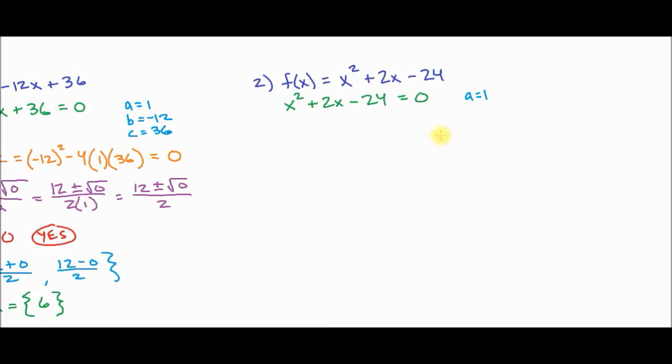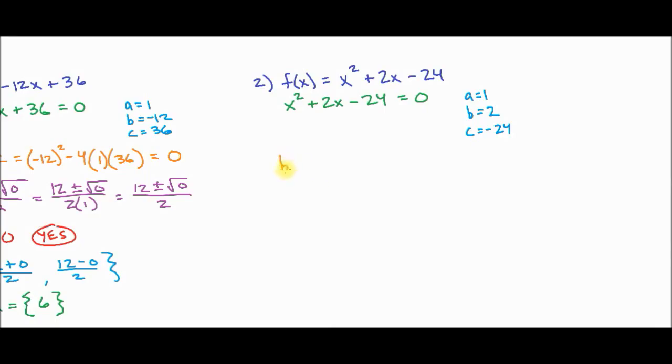All right, let's go ahead and continue. I've already done the first step, which was to set the equation equal to 0, and we're going to find a equals 1, b in this case is equal to 2, and c is equal to negative 24. So now we can find our discriminant. Again, find the discriminant first, and it makes the quadratic formula a lot easier to work with.